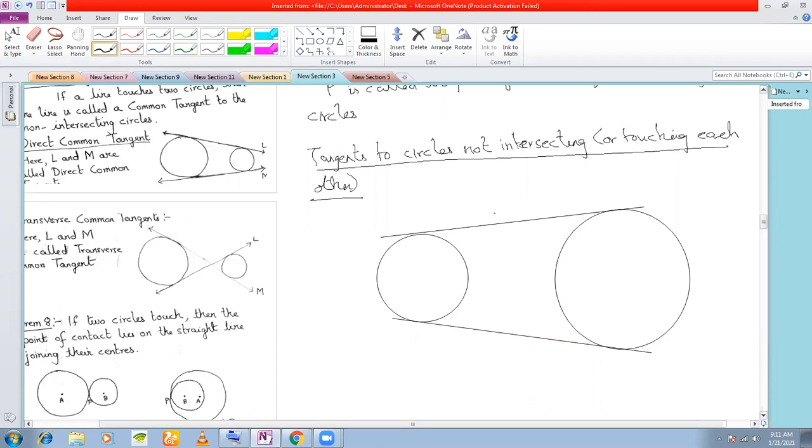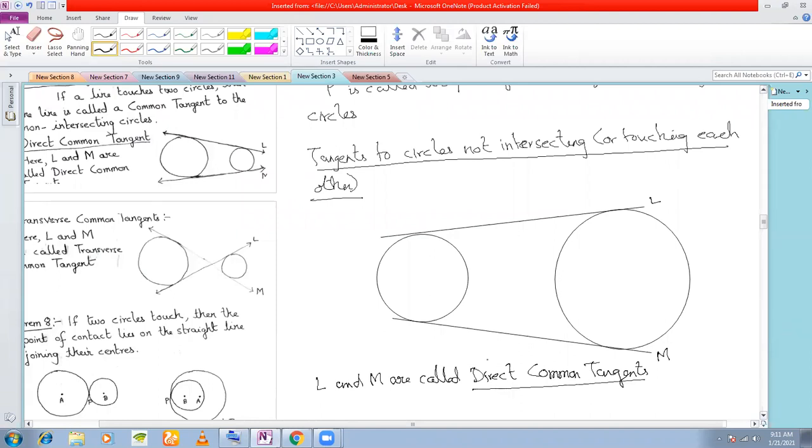So if I call this straight line L, and this straight line M, L and M are called direct common tangents. Common tangents are of two types for non-intersecting circles. These are called the direct common tangents.